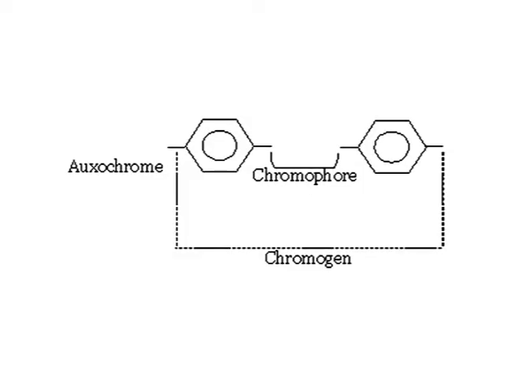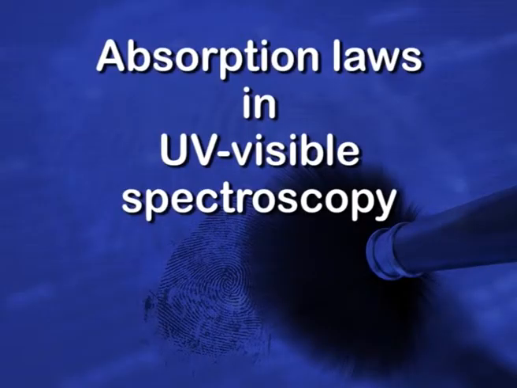The presence of some groups with chromophores as substituents may change the absorption characteristics of chromophores. Such substituent groups are called auxochromes, and they increase the intensity of absorption and possibly change the wavelength of absorption. We can thus say chromophores are responsible for absorption of radiations and auxochromes enhance the absorption.